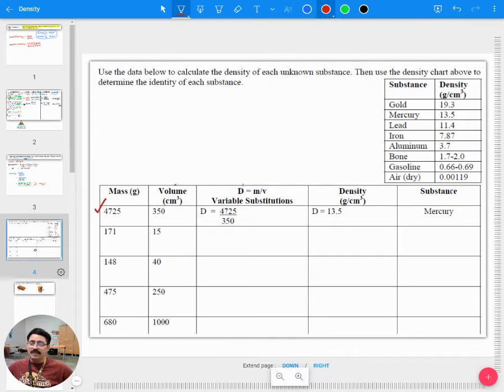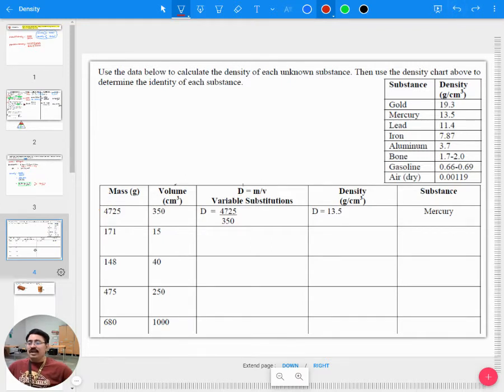Mass is given, volume is given. Density equals mass per volume. So mass is the numerator, volume is the denominator, and it is computed. Density is 13.5. Once you find the density, you look at the table where 13.5 is. Once you identify that, you can identify what the material is. So that is mercury. That's what is copied here. Okay, so this is a simple example.